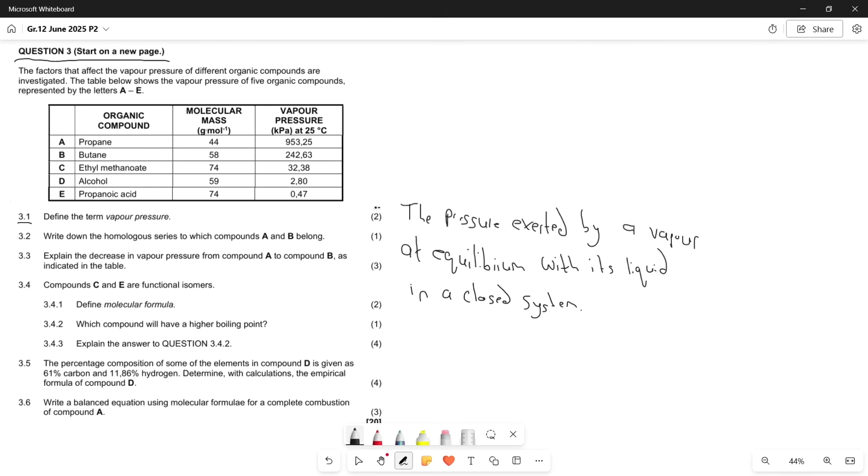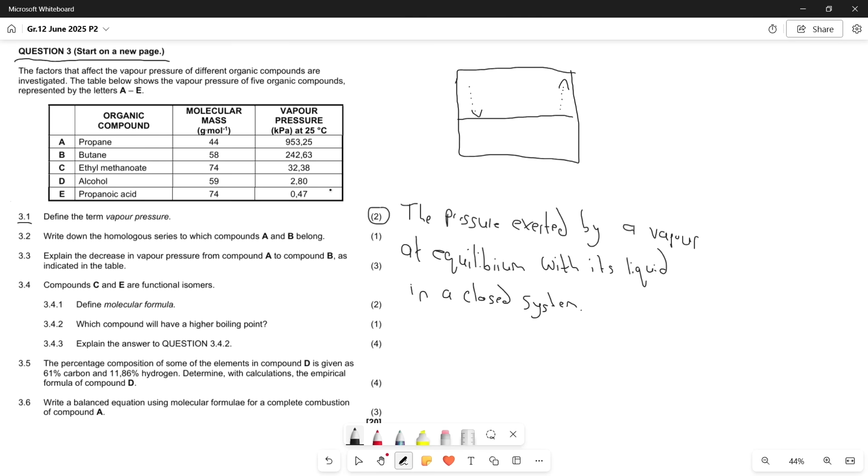So that just earned us 2 marks over there, and this is a weird combination of words. But what this means is that if we are in a closed system, a beaker like this, we have a liquid that evaporates into little gas molecules, but at the same time these little gas molecules are also condensing and forming liquid again, and they are in equilibrium at the same rate in this same closed system. So that is just a little explanation to help ground this definition.